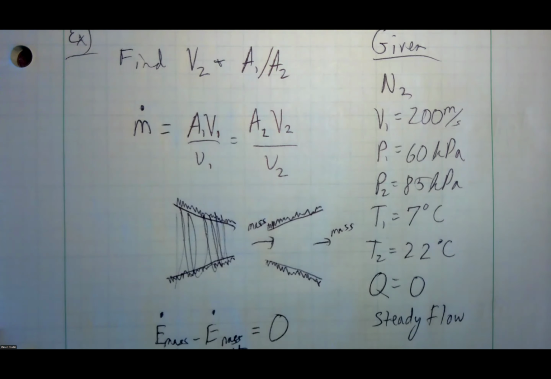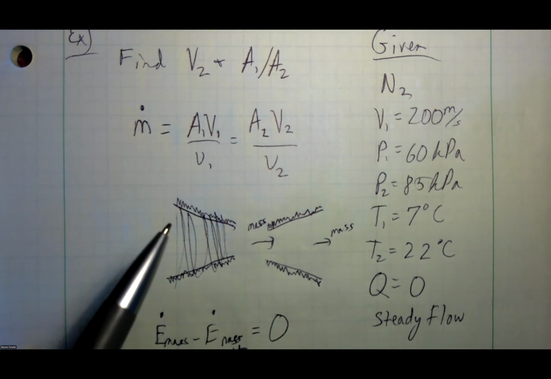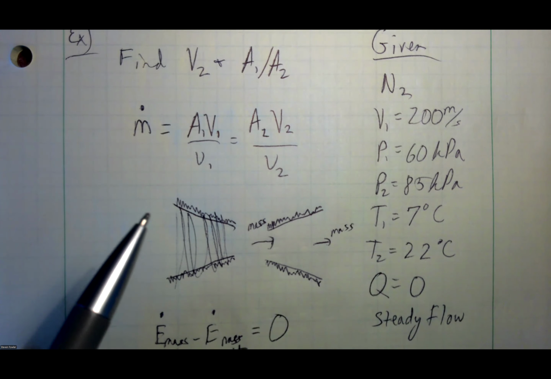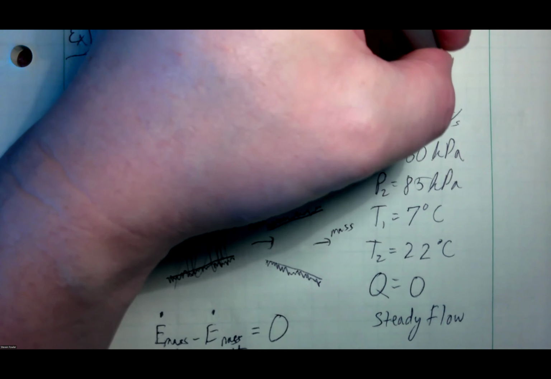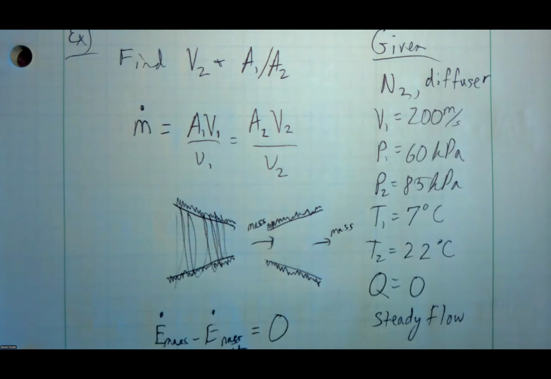Okay. All right. How'd you do? Well, I know how I did. I made a mistake. I drew a nozzle at first. I remembered, wait, is it a diffuser or a nozzle? Oh no, this is a diffuser. Might be a good thing to write on your givens up here. Duh. Right. I've got a nitrogen diffuser.